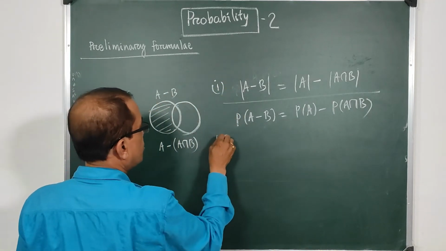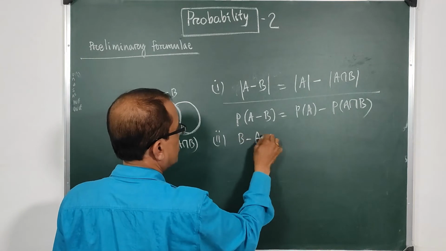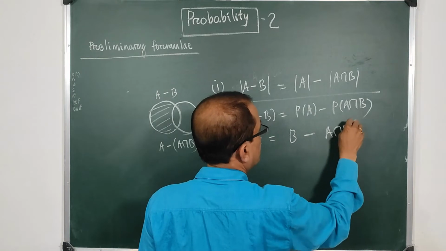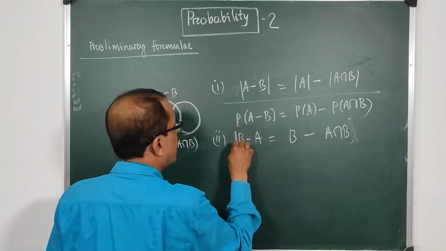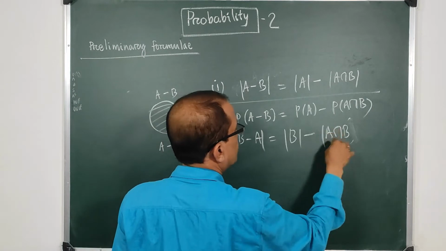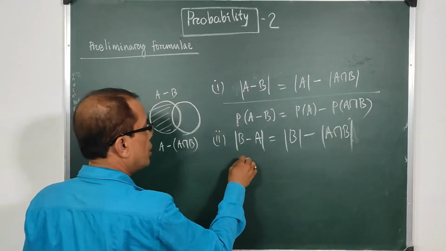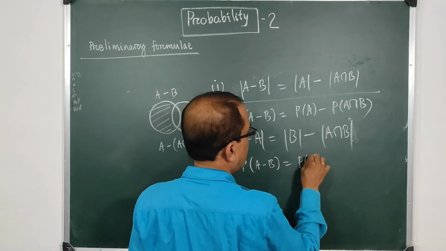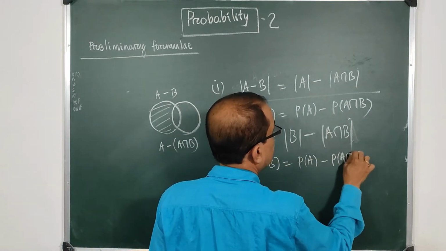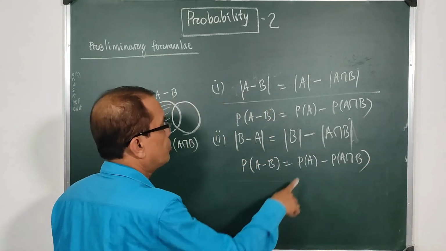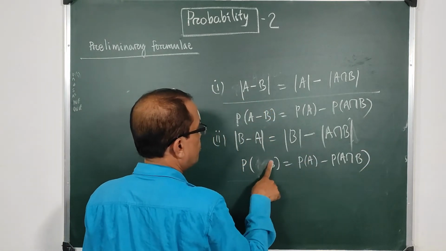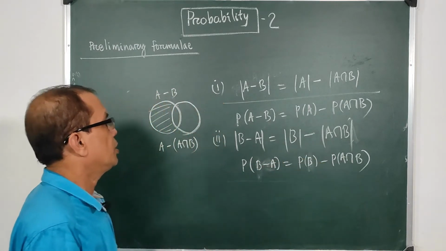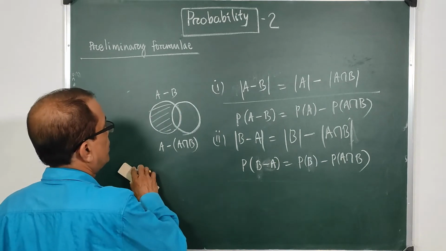Next, if you have B minus A, then this will be B minus A intersection B or B intersection A. If you take the cardinality, the same rule applies. So in probability, P of B minus A, sorry, P of B minus A should be P of B minus P of A intersection B. So two more formulae to your copy.